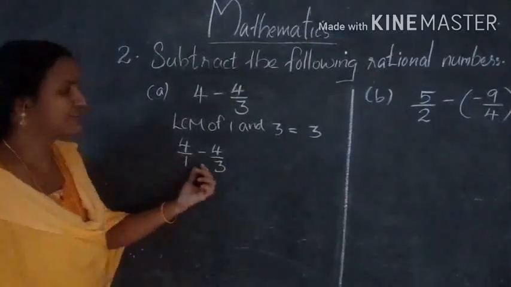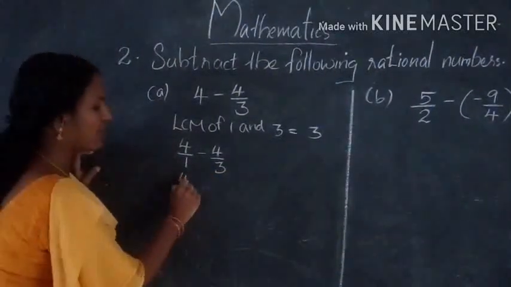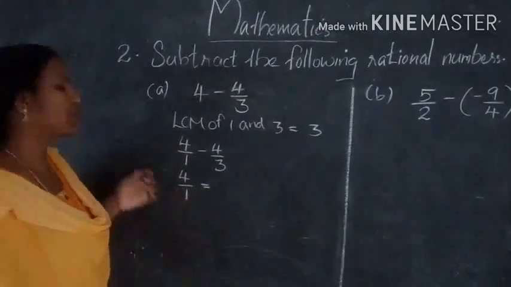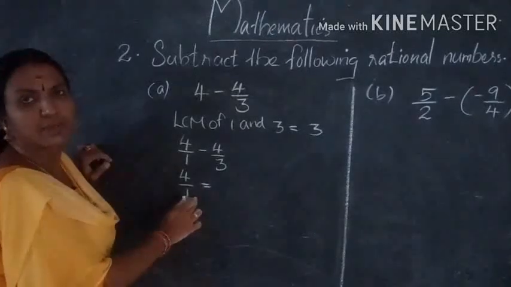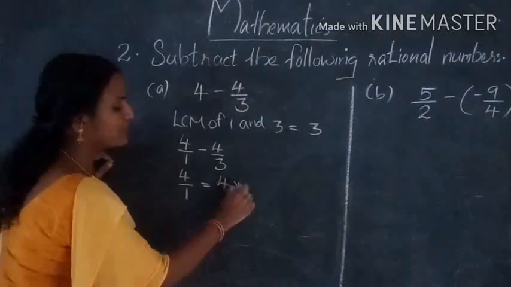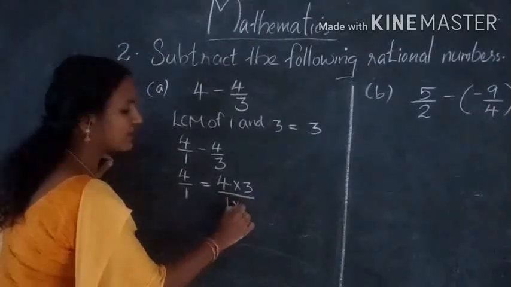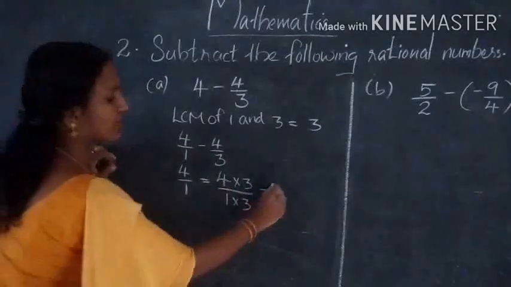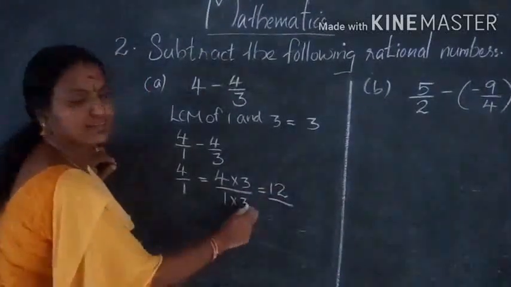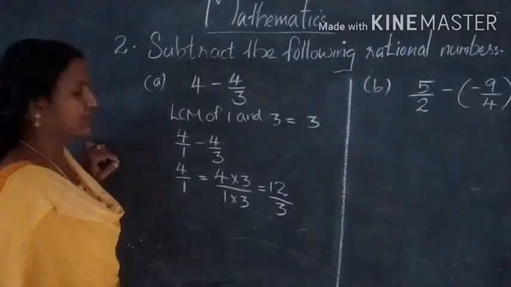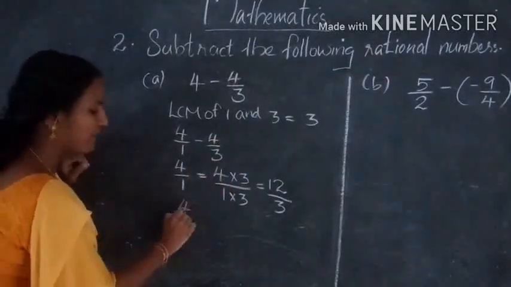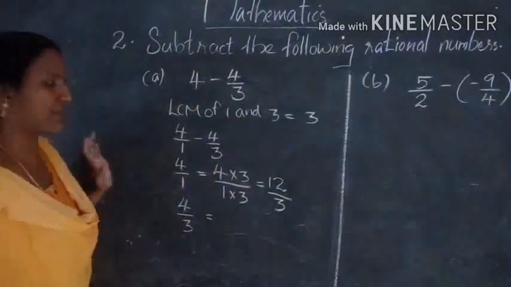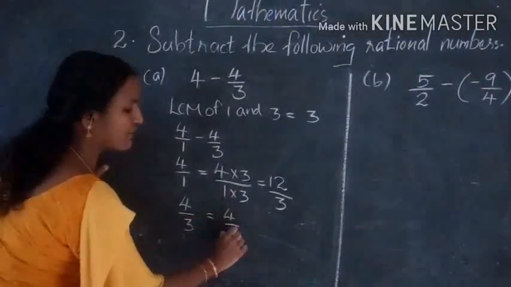Okay, so we find the LCM first. LCM is 3. So 4 by 1 is equal to, how many 1s are in 3? 3 1s are 3. So multiplying the numerator and denominator by 3, 4 into 3 divided by 1 into 3 is equal to 4 3s are 12, divided by 1 3 is 3, so 12 by 3. The second fraction 4 by 3: here the denominator is 3, so we write the same number. 4 by 3 is equal to 4 by 3.